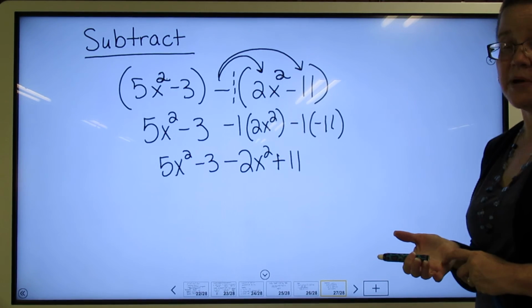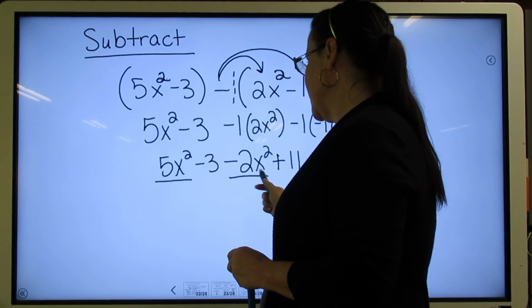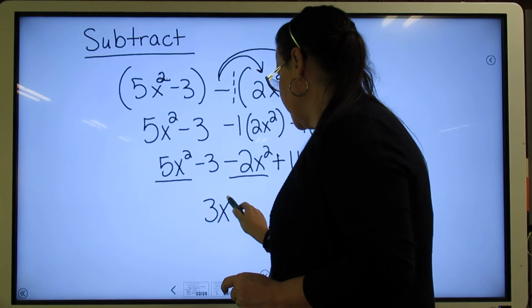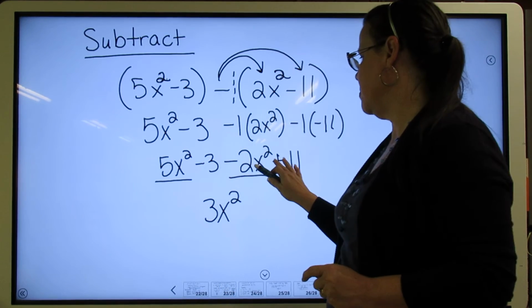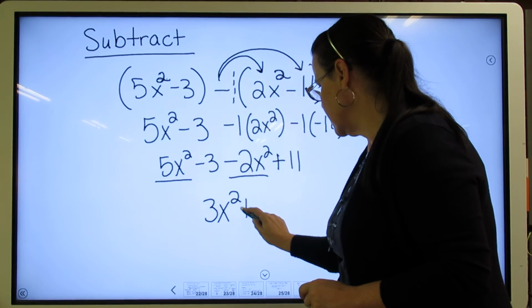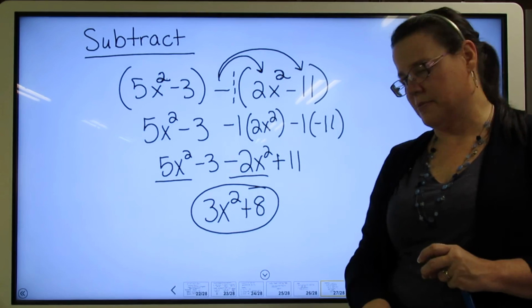And now I can combine like terms. So I have 5x squared minus 2x squared. 5 minus 2 is 3. And negative 3 plus 11. 11 minus 3 is 8. I just turn it around. And that would be my final answer for that one.